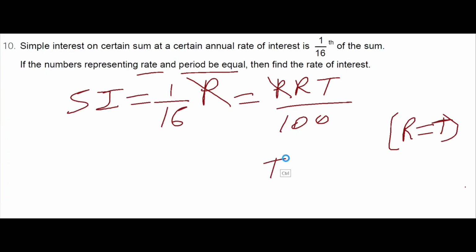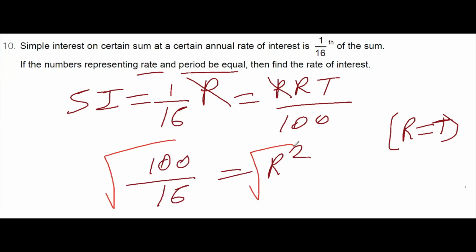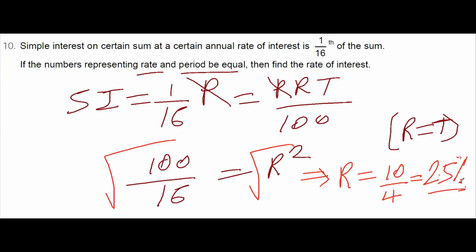So R into R, that is nothing but R square. And this 100 I will transpose here. It will become 100 upon 16. So you need to take the square roots on both sides. When you take square roots on both sides, you will get the value of R as square root of 100 is 10 and square root of 16 is 4. So the answer is 2.5% is the required rate of interest. Okay, so this is the answer. Understood this sum?